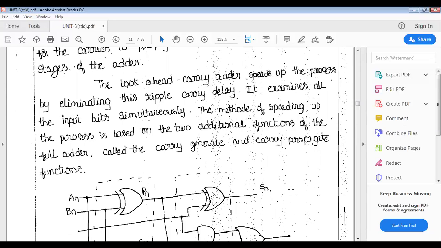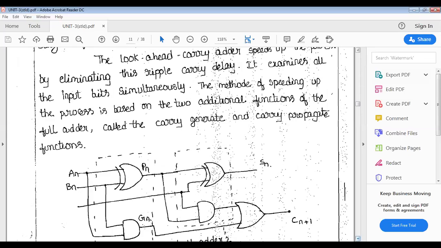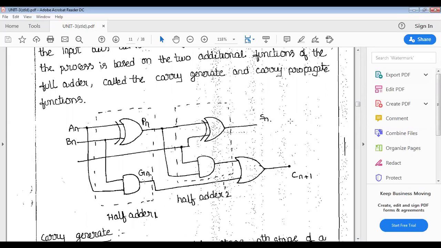The method of speeding up the process is based on two additional functions of the full adder, called carry generate and carry propagate. We already know the full adder is designed by using half adders. Let us see the full adder circuit using half adders. It requires two half adders and one OR gate.